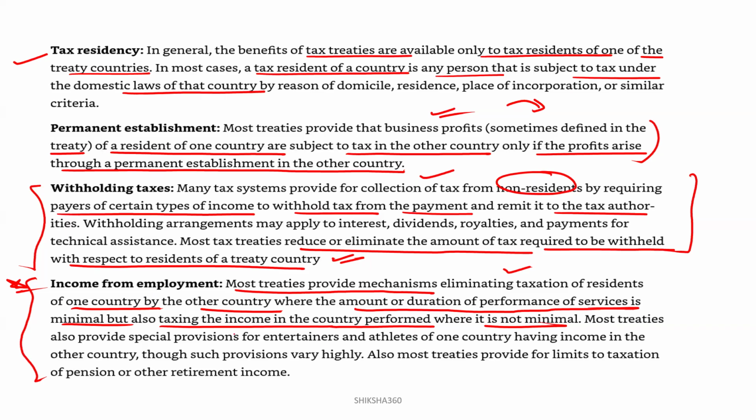Like here, special provisions for the entertainers and athletes of one country having income in the other country, like anyone performing or doing concerts in the other country, like presently Diljit is doing concerts in other countries. Clear? So that is the income from the other country. Clear? How it will be taxable. Clear? All the guidelines are to be mentioned here specifically.